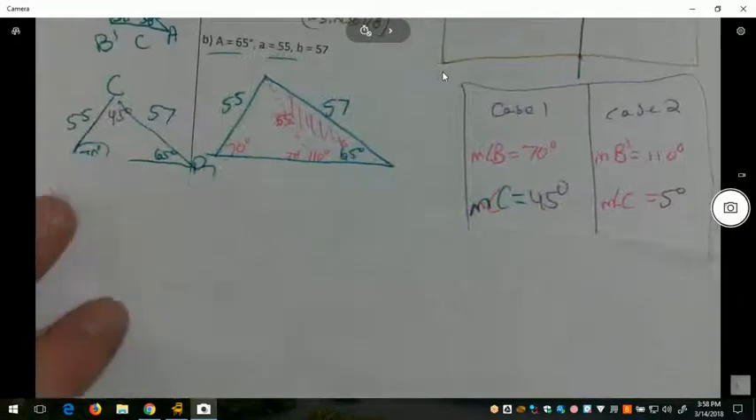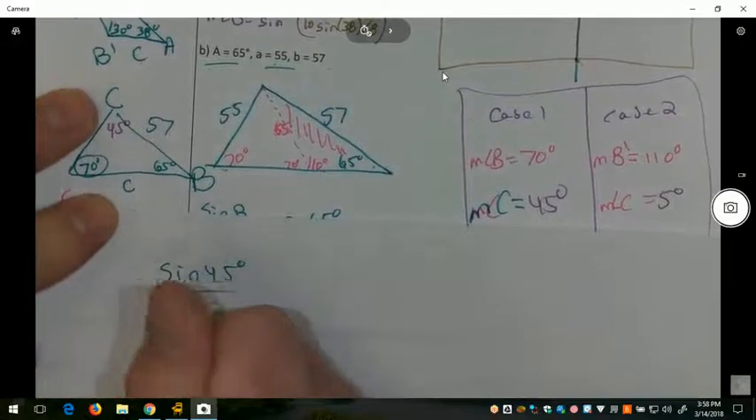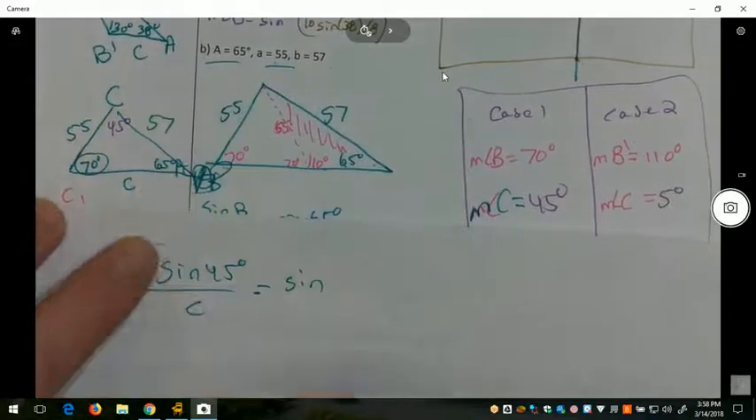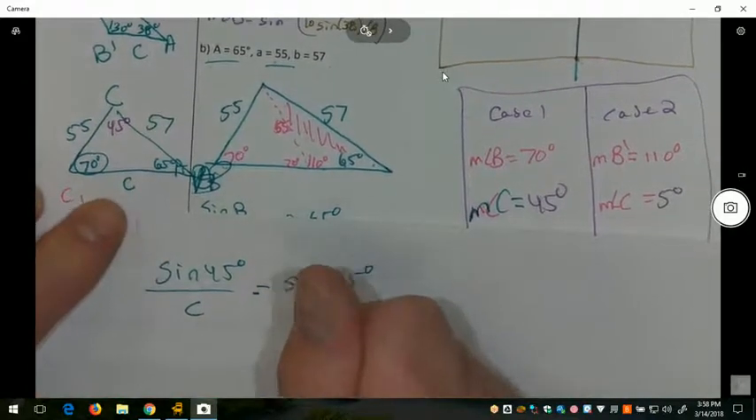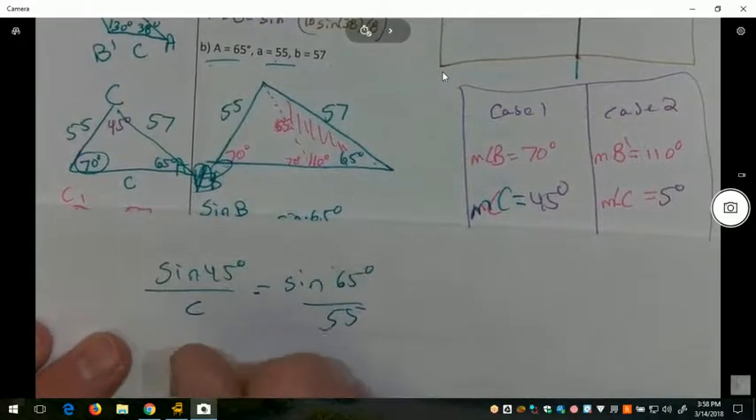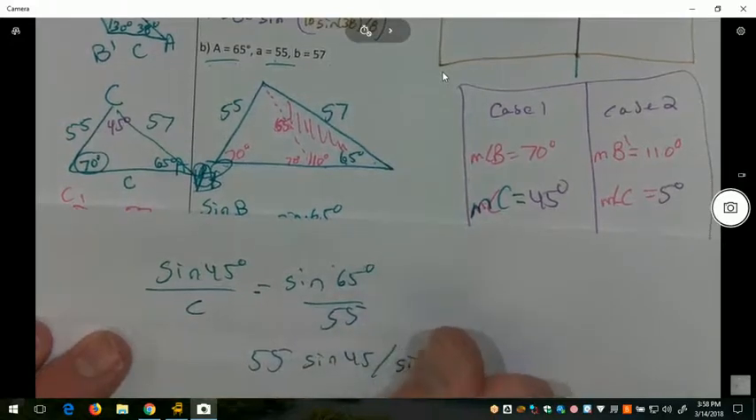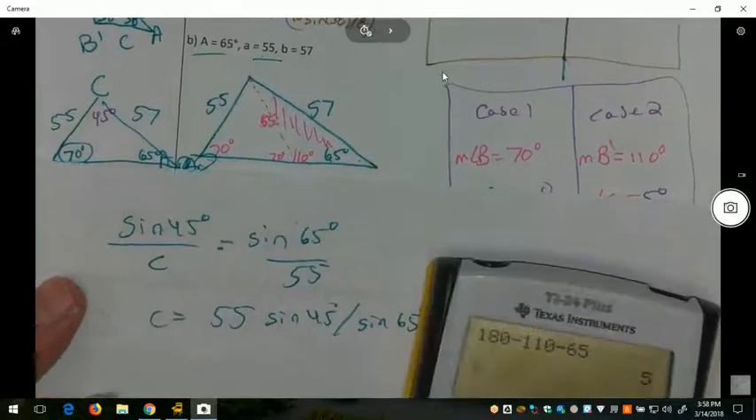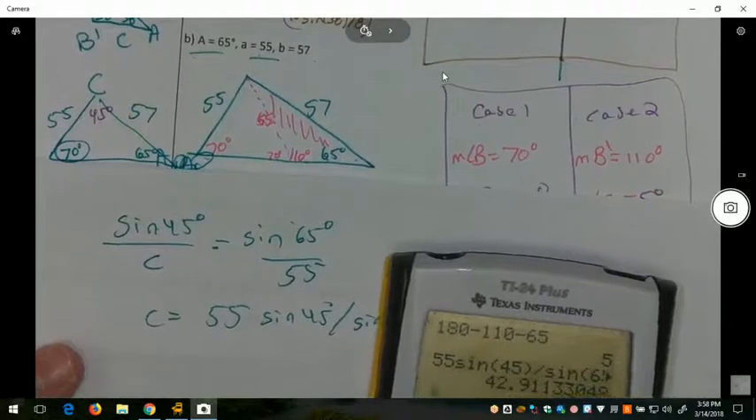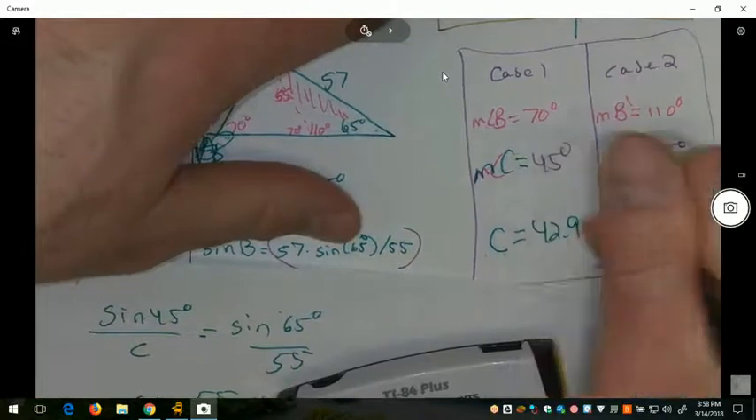So once again, in the blue triangle, I'm going to solve for side C by doing sine of 45, its opposite angle, over C. Sine of the original, oh, this is the A, sine of 65 degrees over 55. And I'm going to cross multiply. So I'm going to do this times this and divide by that. 55 sine of 45 divided by sine of 65 degrees. This gives me 42.91. So 42.9 is a good value for the side C here.